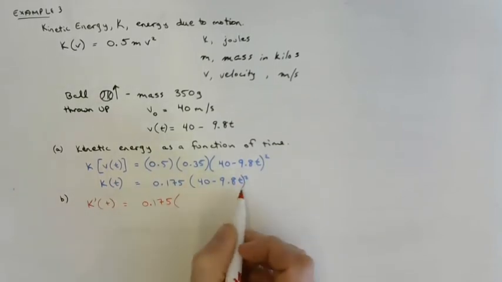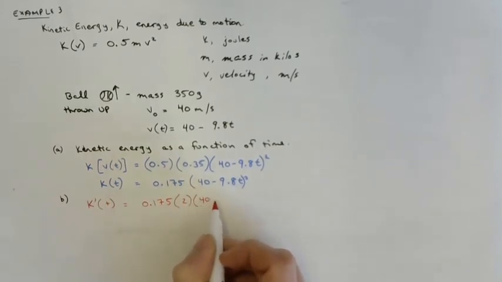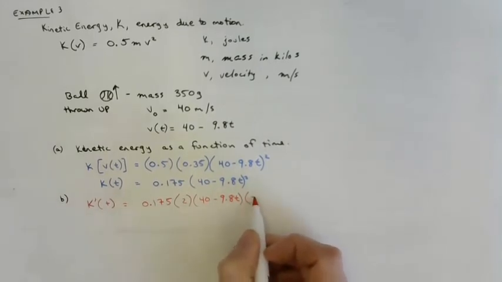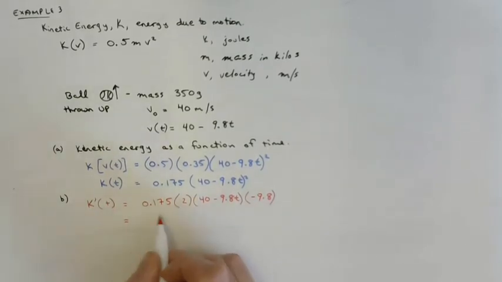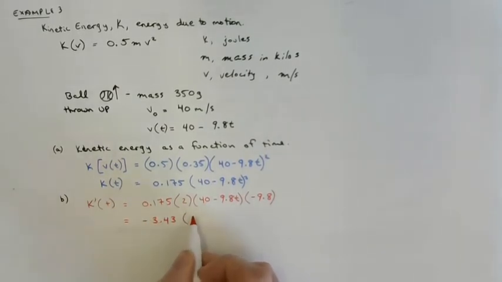which is, we're going to apply the chain rule, take the derivative of the outer function, which is 2 times the inner function, times the derivative of the inner function, which is negative 9.8. If we simplify this, 2 times 0.175, again, we're not going to fully simplify it, and then we combine our constants, times negative 9.8, we end up with negative 3.43 times 40 minus 9.8t.